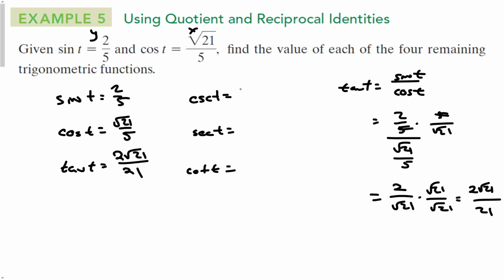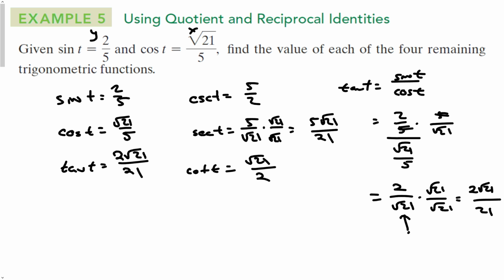Cosecant, flip the sine over. Secant, flip the cosine over, but don't leave it like that. So we get, well, we'll just do this out. So multiply. So we get 5 square root 21 over 21. And you could flip this over and re-rationalize it again, or you could just look back to our earlier work right there and flip that one over before we rationalized it. So this becomes the square root of 21 over 2.